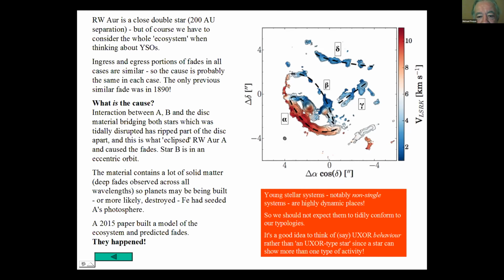Various other elements have been found in RW Auriga's atmosphere, such as iron, which we think came out of the destroyed planets. And in fact, a couple of years after the fade, there was a paper written on this, and the paper predicted further fades, and lo and behold, there were further fades. I'll say that one in 2018.